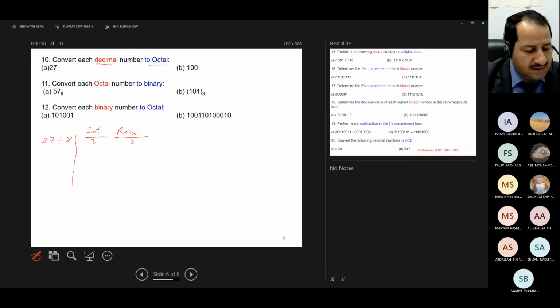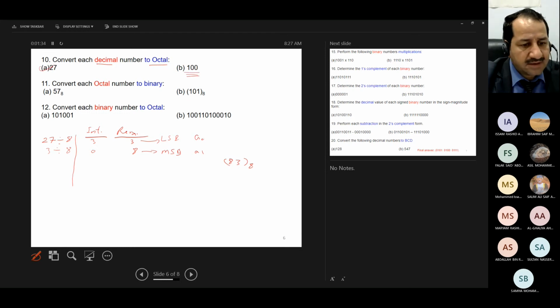Now, next is 3 divided by 8. Can we? We cannot. So 0 integer, and the remainder is 3. So this is the least significant bit, and this is the most significant bit. I mean A0, A1, or write it in this way. Now let's apply this. Did we convert? Yeah, this is converted.